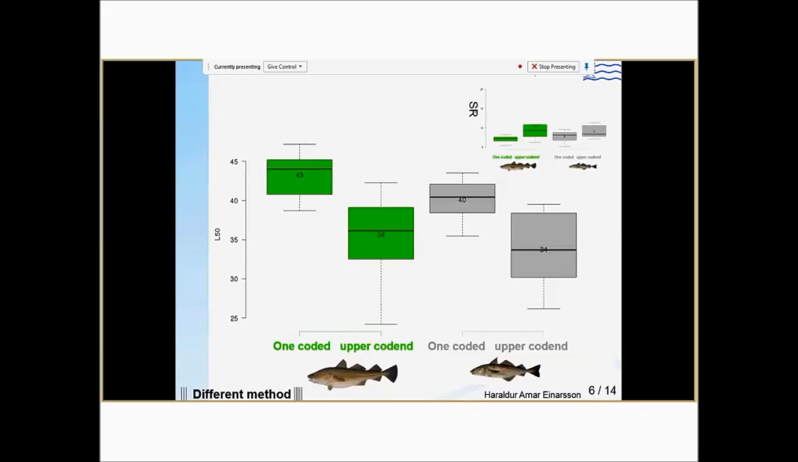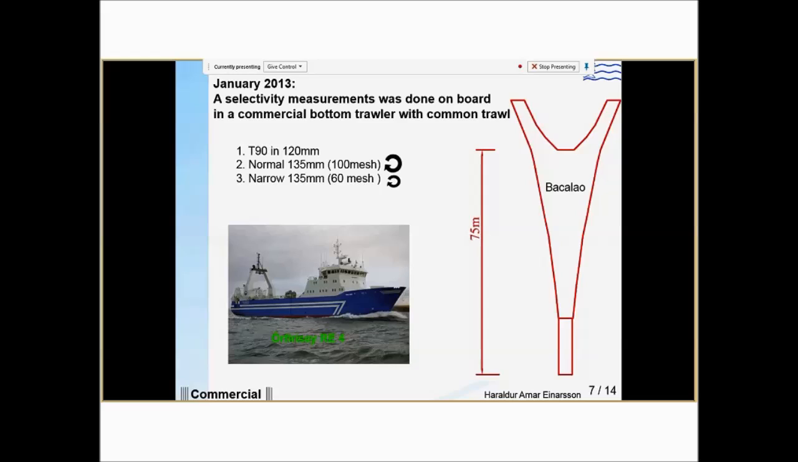So now we have found one more thing. The design of the trawl is affecting the selectivity of the very same codend. Look at another example. This year in January, I and Ólafur went to sea on a big commercial ship called Örfirisey, owned by HB Grandi.